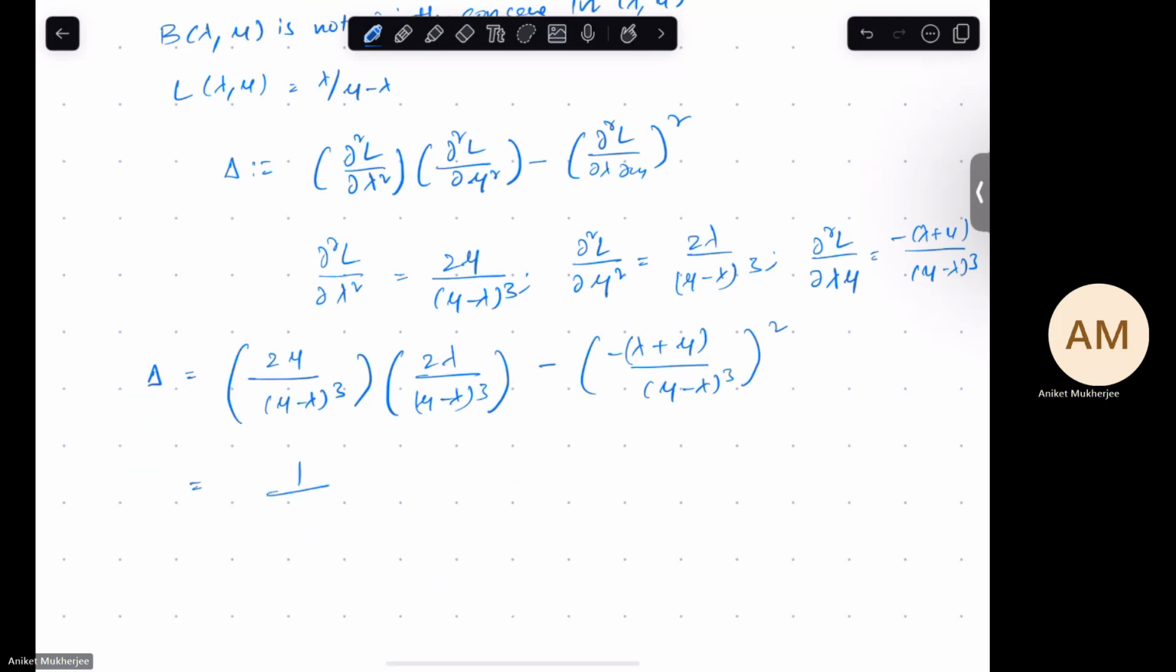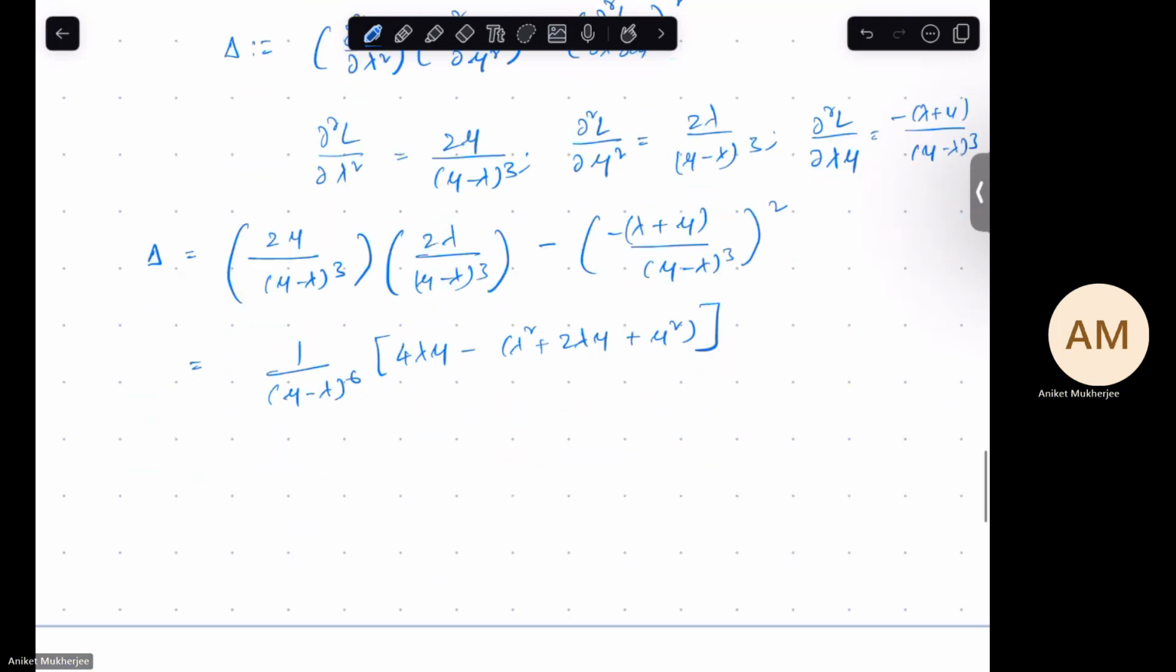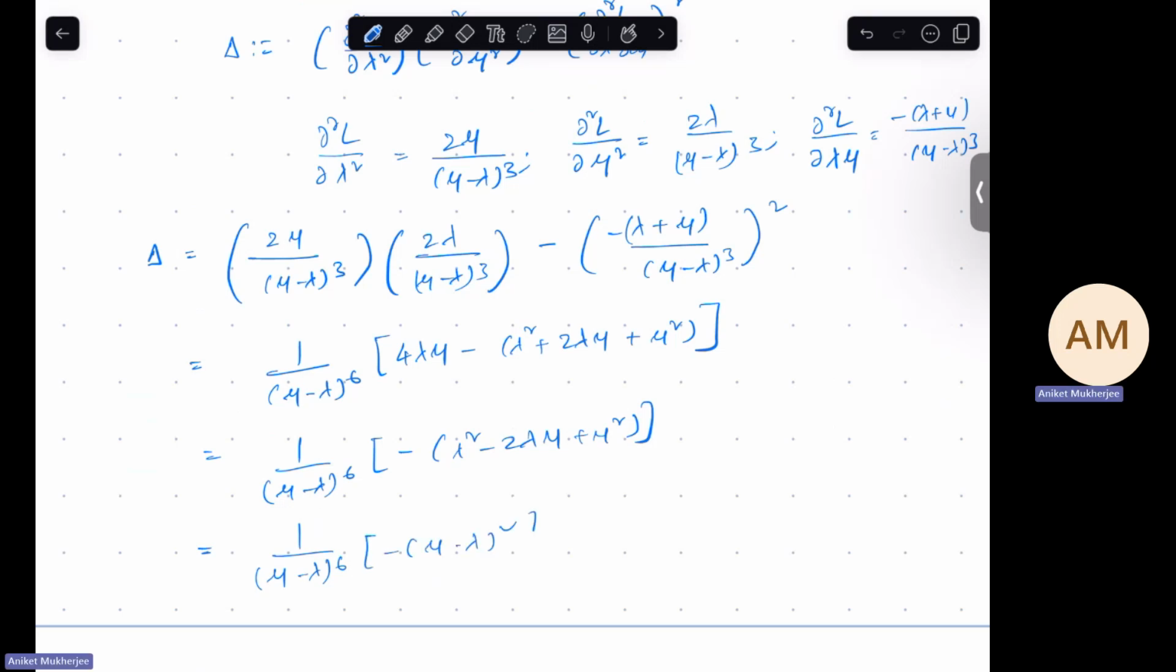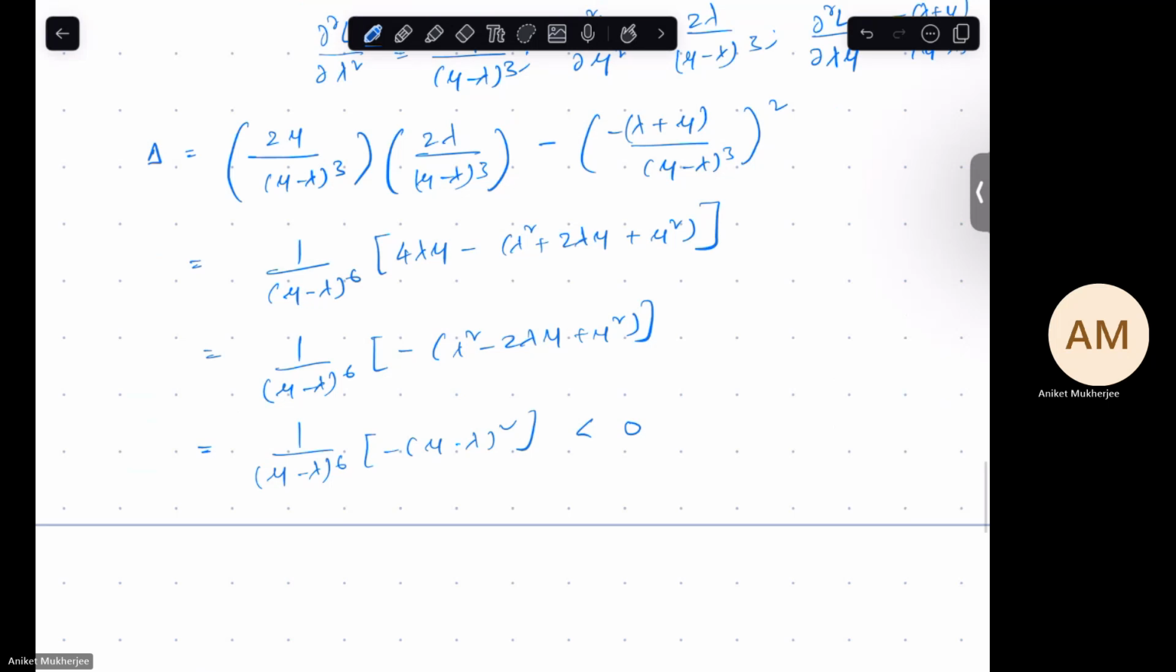Right, now 1 by (mu minus lambda) to the power 6 into 4 lambda mu minus (lambda squared plus 2 lambda mu plus mu squared). This is equal to 1 by (mu minus lambda) to the power 6 into minus lambda squared plus 2 lambda mu minus mu squared, which is 1 by (mu minus lambda) to the power 6 into minus (mu minus lambda) whole squared. This is less than 0. Right? So L of lambda mu is not jointly convex. Therefore, B of lambda mu is not jointly concave.